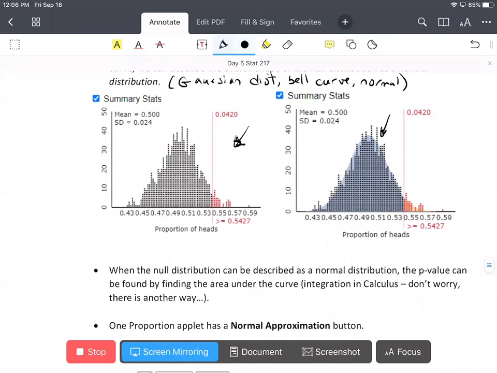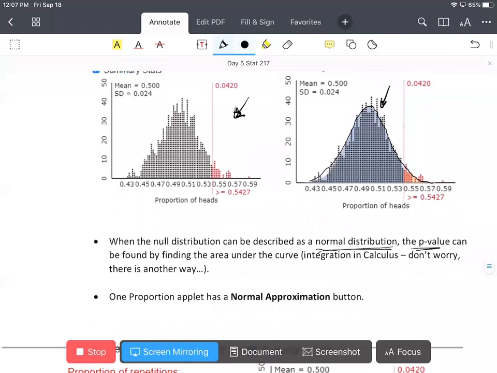Why do we care? Why is it important? Well, when the null distribution could be described as a normal distribution, the p-value can be found by finding the area under this curve. So you can see there's a curve here. And in calculus, integration is how we find areas under curves. Don't panic. You don't need calculus in this class. We're not going to do it that way. But I just want you to be aware that we can find the area under the curve, which is going to give us another way to find the p-value versus doing simulation. We can just assume it's a normal distribution, and then we can calculate the p-value.